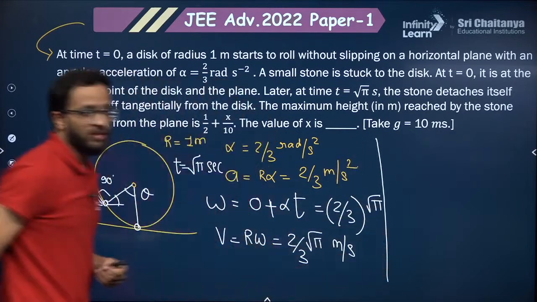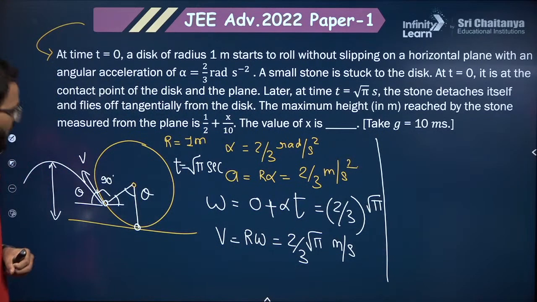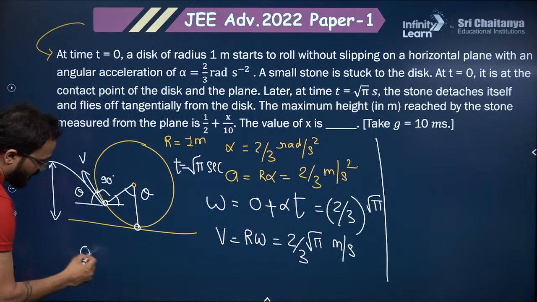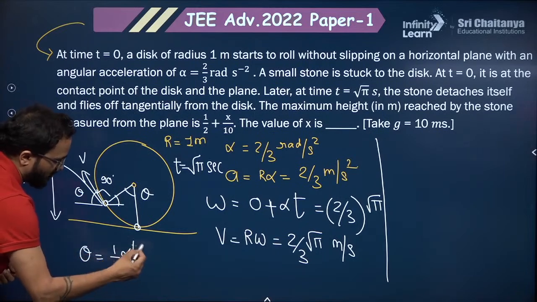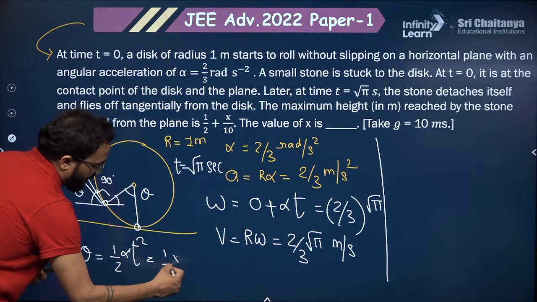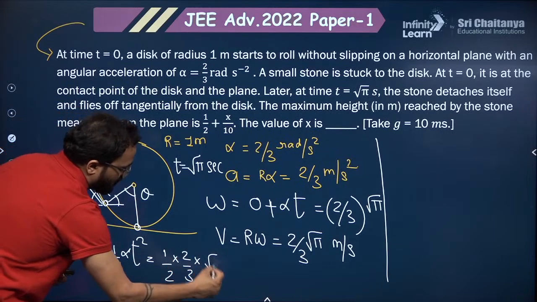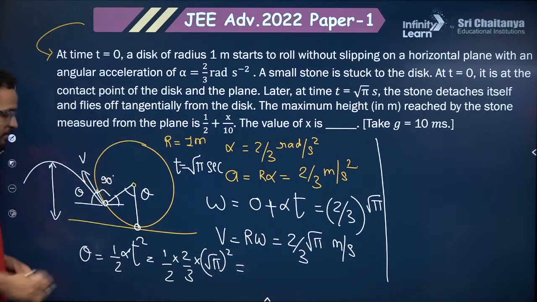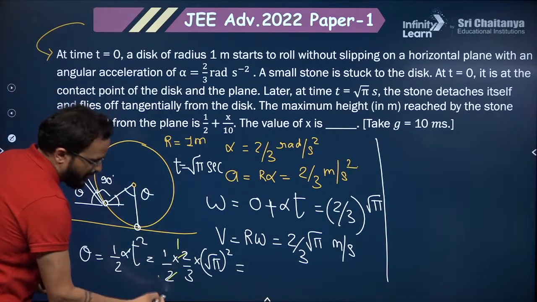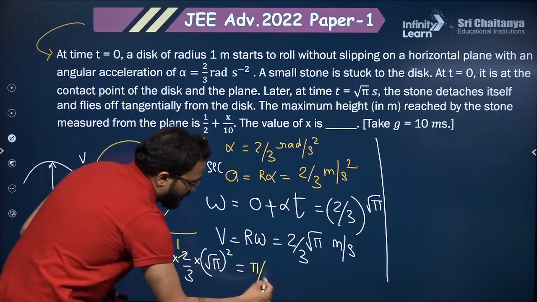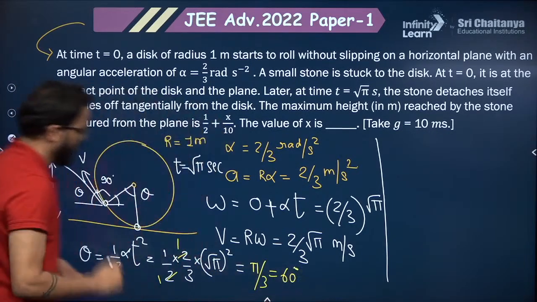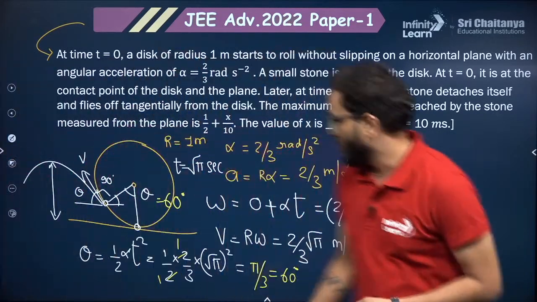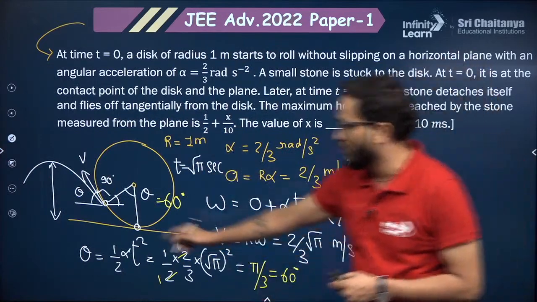Now let's find out the value of theta here, right? In root pi seconds, how much will it turn? Okay, what is theta? Theta equals half alpha t square. Again, omega is 0. So half into 2/3 into root pi whole square. I guess this will be how much? 2 and 2 will get cancelled. So pi by 3. Pi by 3 meaning 60 degrees. So this has turned by 60 degrees here. Is it clear? So how much has this turned? It has turned by 60 degrees. So that angle is also 60 degrees.